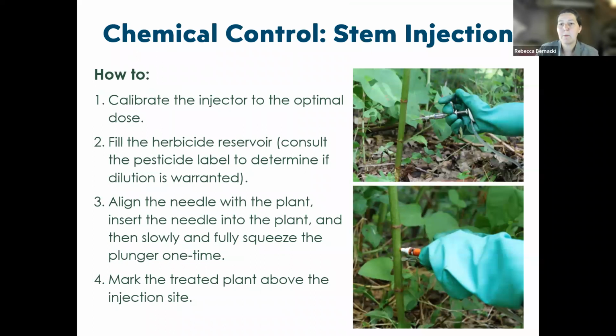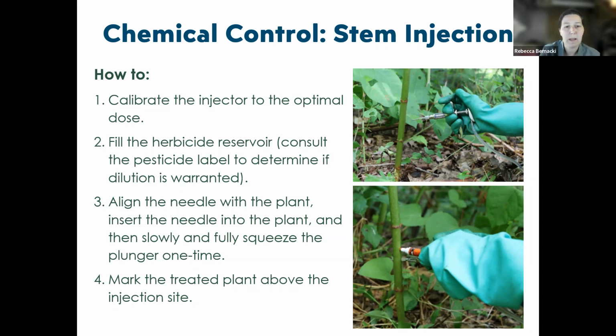The last chemical treatment method that we're going to discuss today is stem injection. The first thing we're going to do is calibrate our injector to the optimal dose. Then we'll fill the reservoir with the proper pesticide, and we'll consult the pesticide label to determine if dilution is warranted, following that same pesticide sandwich mixing scheme if dilution is warranted.